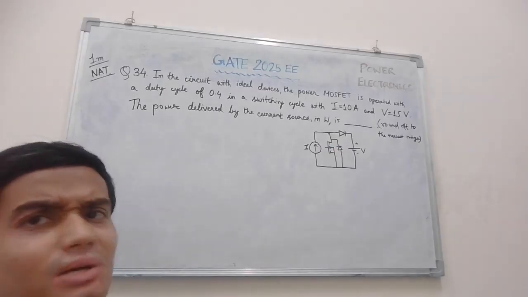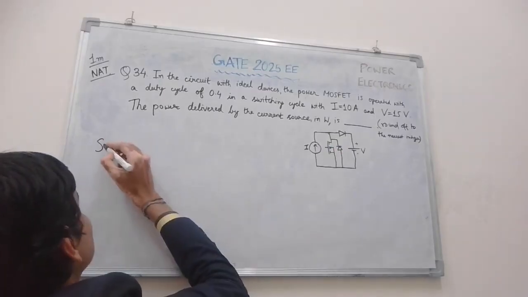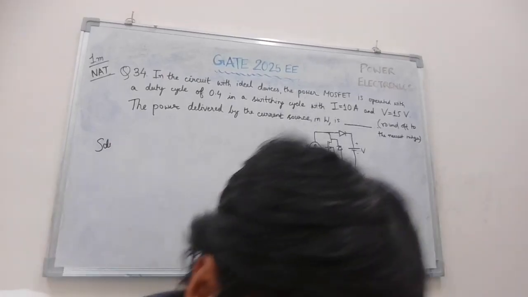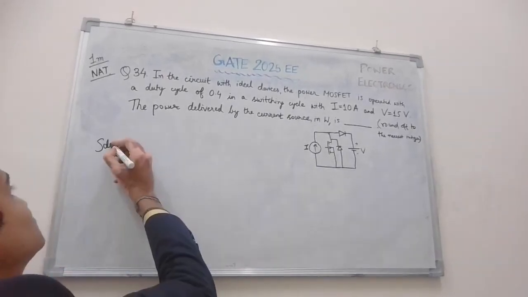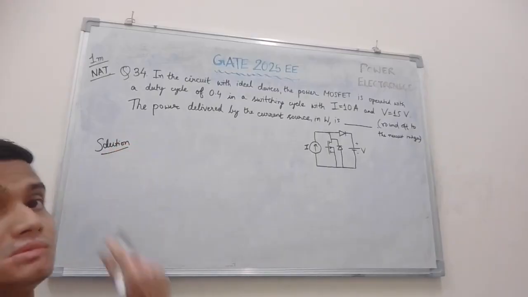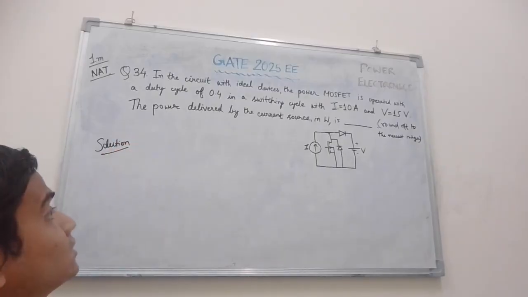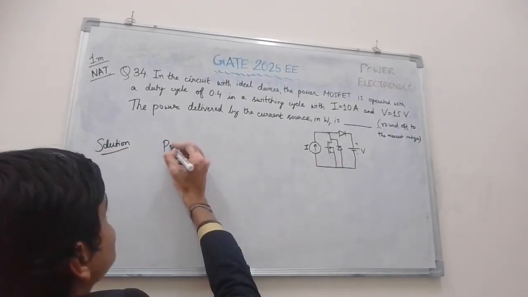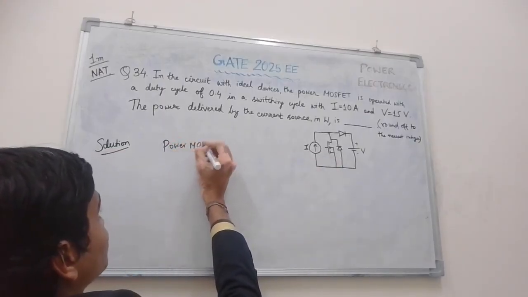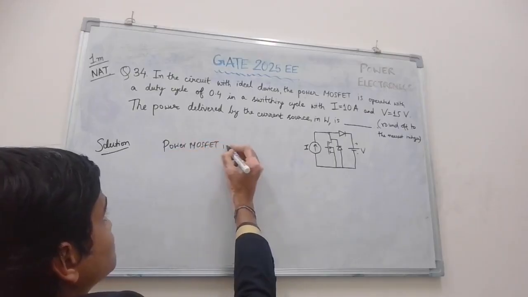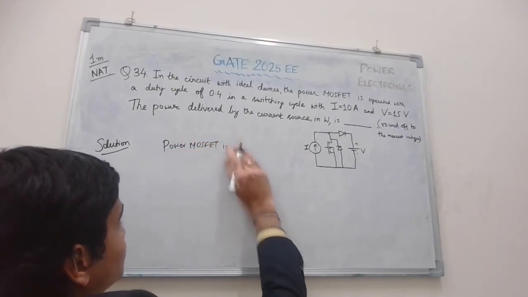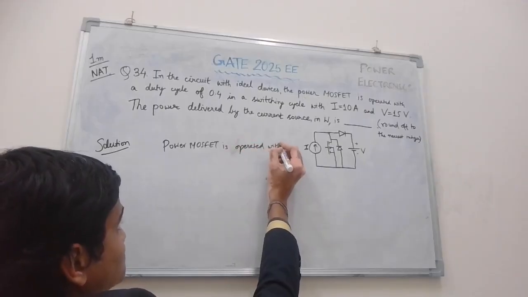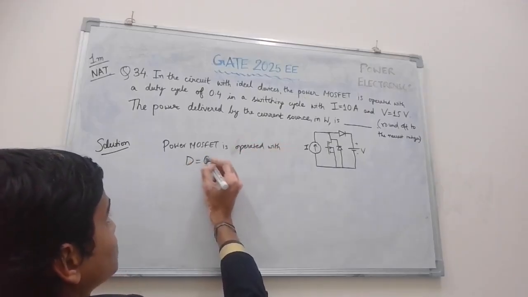Let's move to solution. सिंपल क्वेश्चन है, सब देख सकते हैं. तो बेसिकली it is given that the power MOSFET is operated with duty cycle D equal to 0.4.